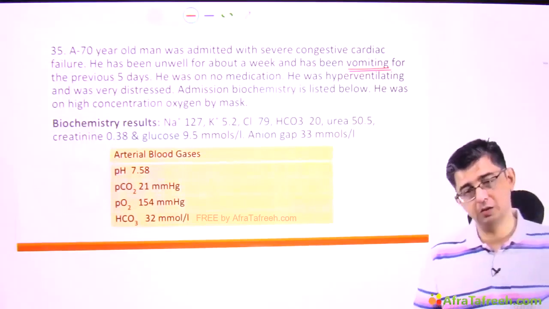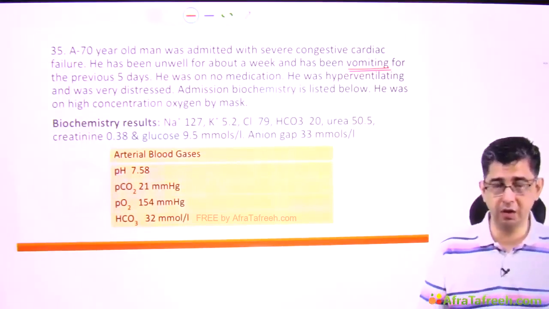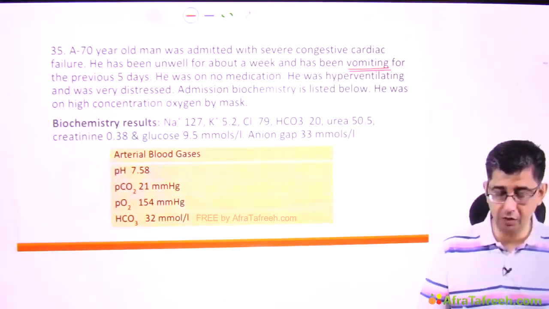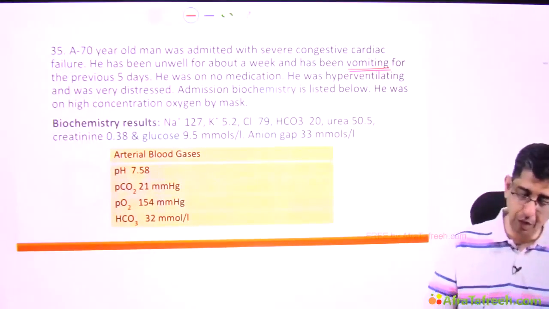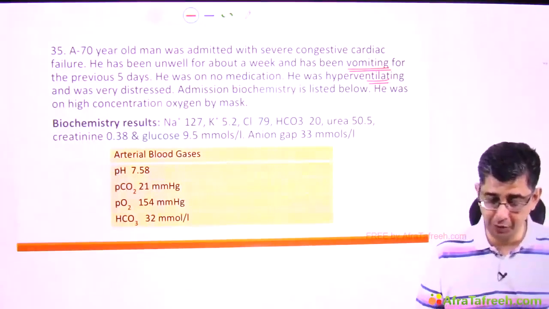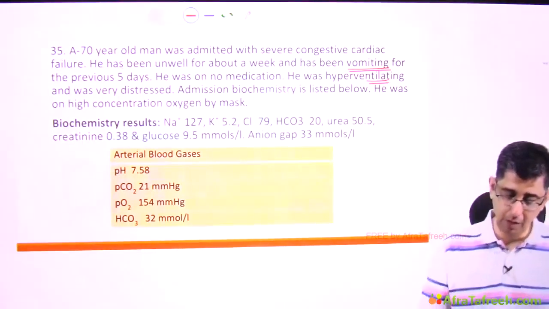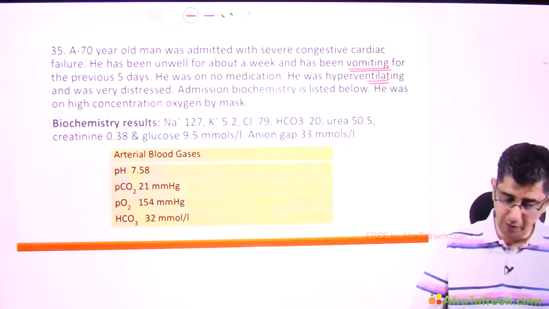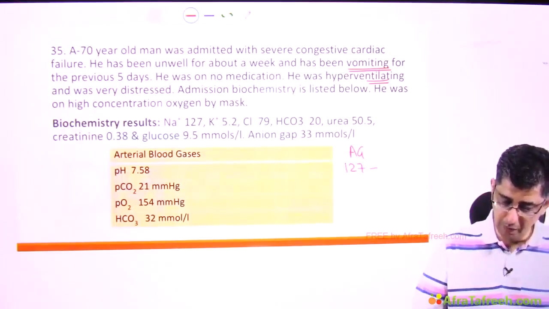Why metabolic alkalosis? Because of dehydration, the RAS system would kick in, and the aldosterone, which is elevated, will cause a urinary loss of potassium and hydrogen. He is hyperventilating also and is distressed because of that, so there could be a respiratory alkalosis component in the patient.